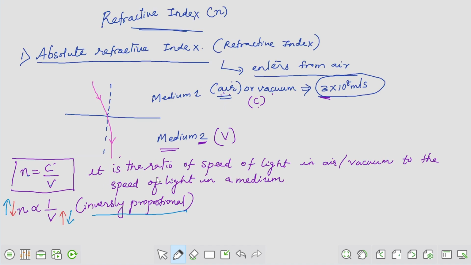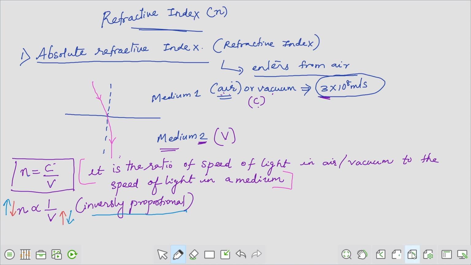So this is the definition of a refractive index. Remember this definition. This is very, very important. This is the scientific definition. But if somebody asks you what is refractive index, you can just say it tells us how much the speed of light changes, or how much the light bends when it enters a medium. That's a simple way of explaining what is refractive index.